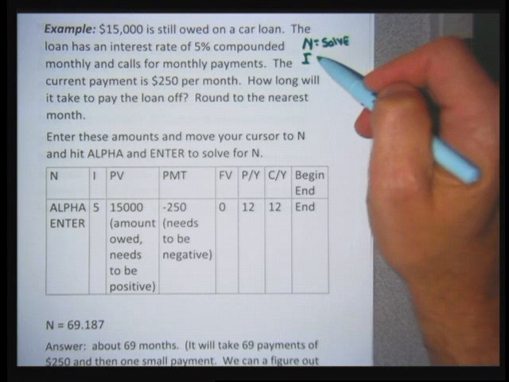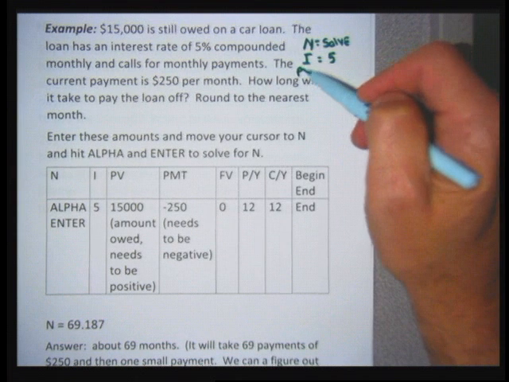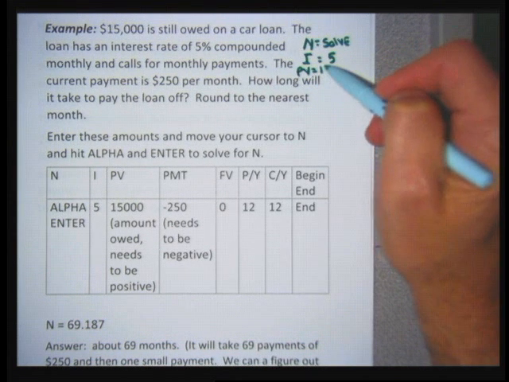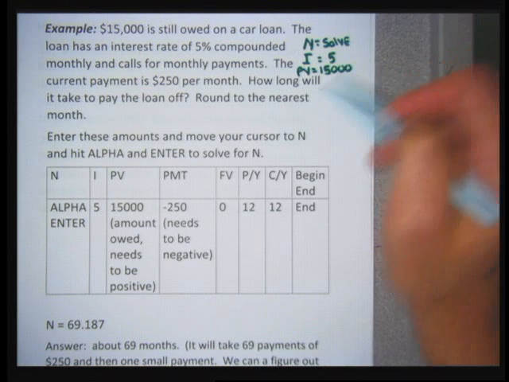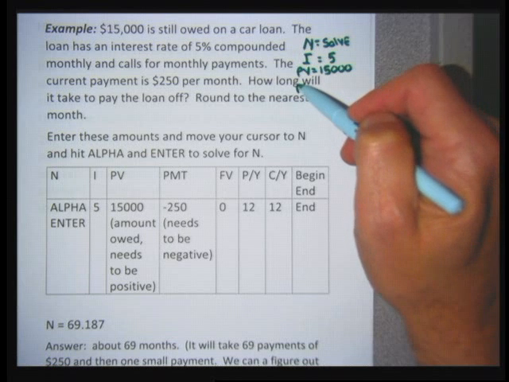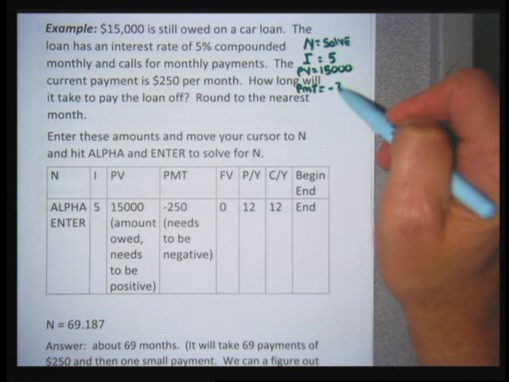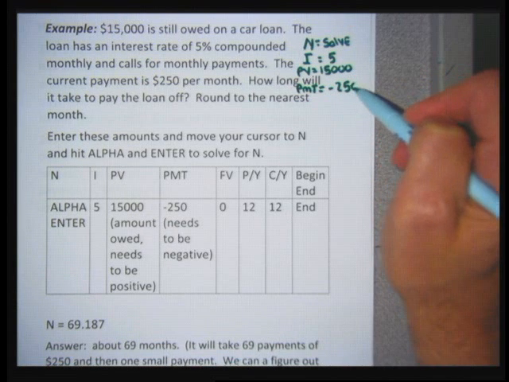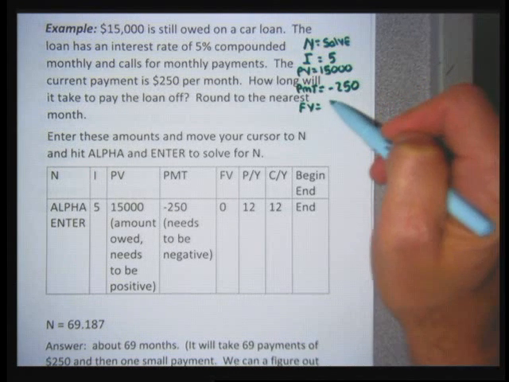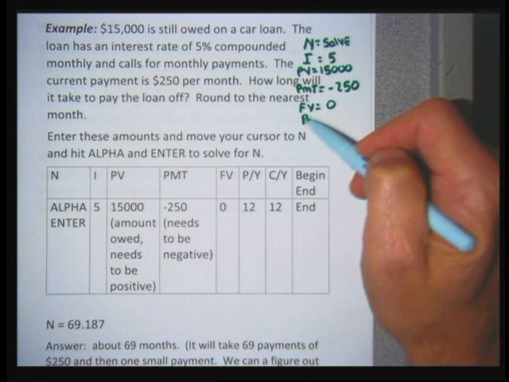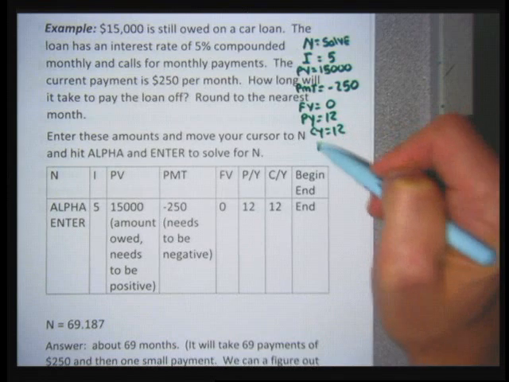The I is the interest rate, which is 5%. The PV is the loan amount. I don't know what the loan amount is, but I know that I owe $15,000 on this car. And for this problem, the PV is going to be what we still owe on the car. And it's positive because loan amounts are positive. And payment is what I'm paying each month. Here it's negative $250. Payments go in as a negative. And this bottom part's going to be the same. I'm going to have FV 0, PY equal to 12, CY equal to 12. I'm going to leave my calculator on end.